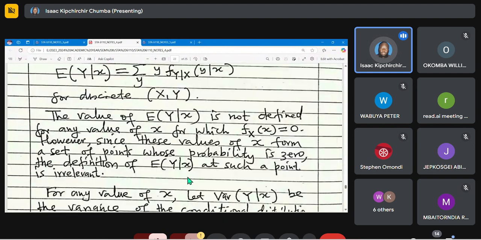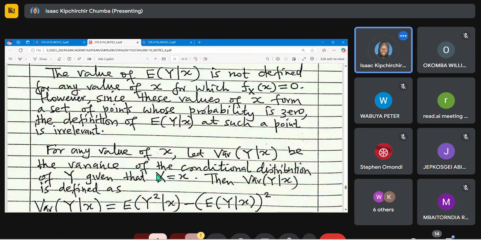However, since these values of x form a set of points whose probability is 0, the definition of it at such a point is not relevant, which is actually outside the support. What is outside the support, we cannot talk of the expectation of y given x at such a point. It's outside the support.